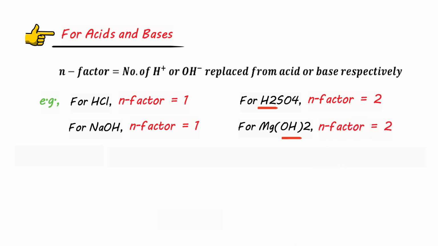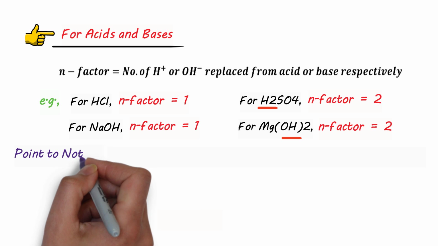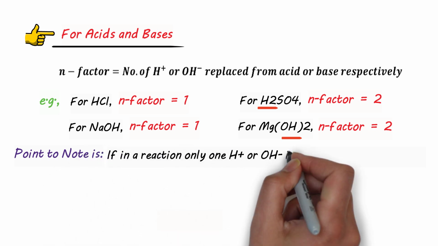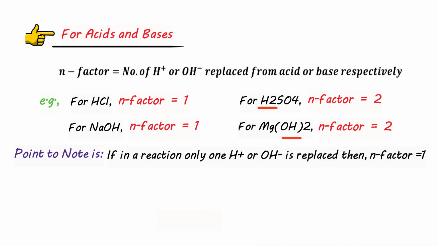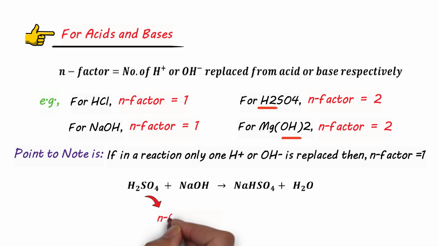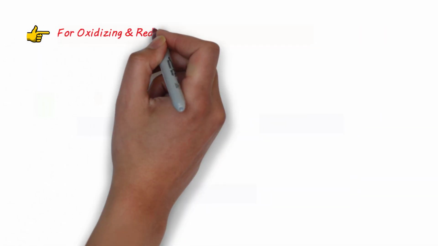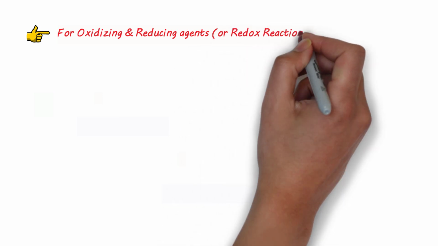But there is an important point to make: if in a reaction only one H+ or OH- is replaced, then N factor is equal to 1. For example, upon reacting sulfuric acid with sodium hydroxide, we are getting sodium bisulfate and water. Now in this case, sulfuric acid is giving only one H+ ion, so N factor will be equal to 1.